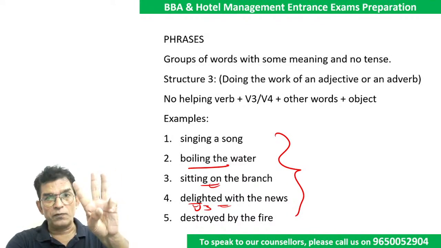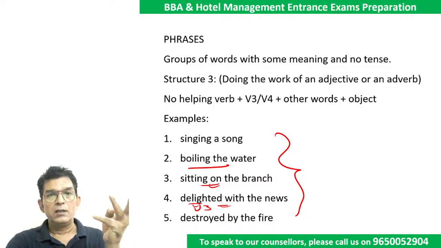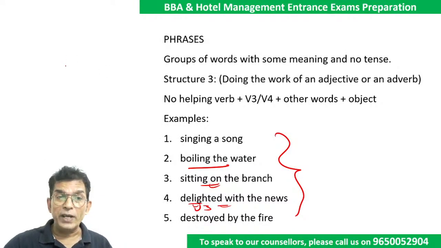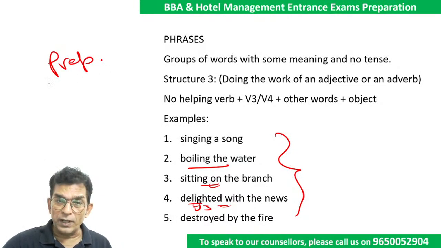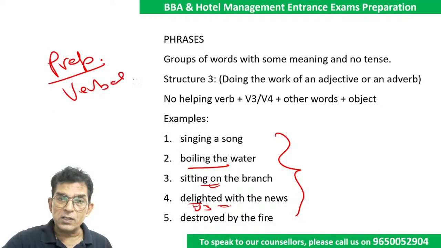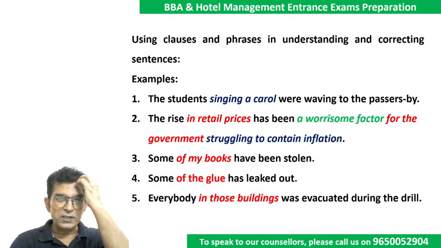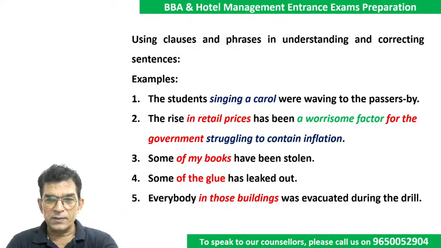So there are 3 types of phrases possible: noun phrases, prepositional phrases, and verbal phrases. 2 are very important. The prepositional phrases and the verbal phrases are very important for correction of sentences. Let me show you how. Okay, let's first of all identify some phrases.